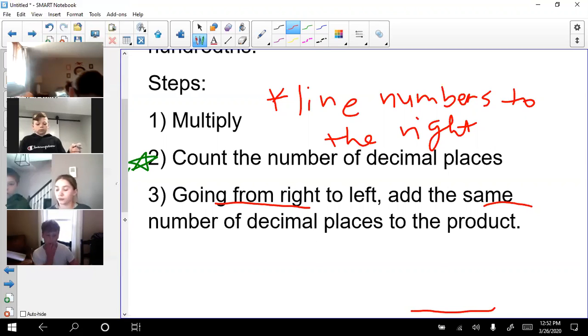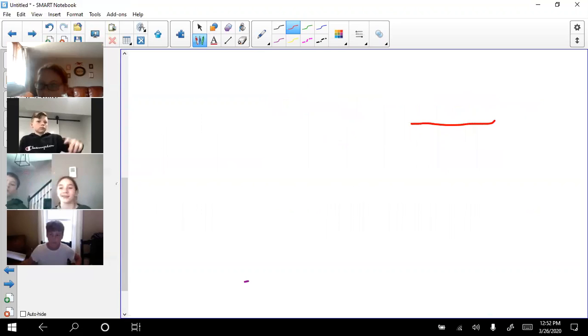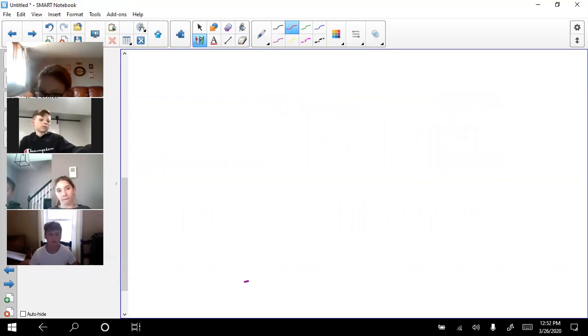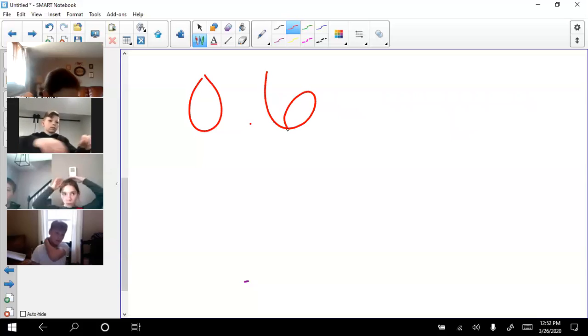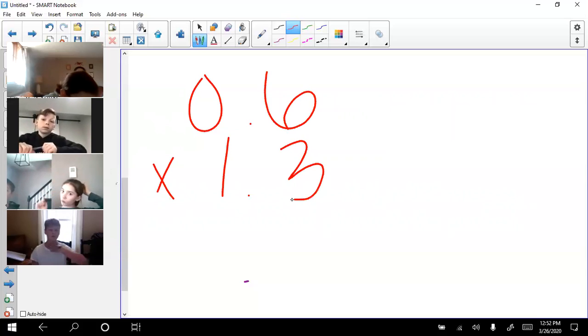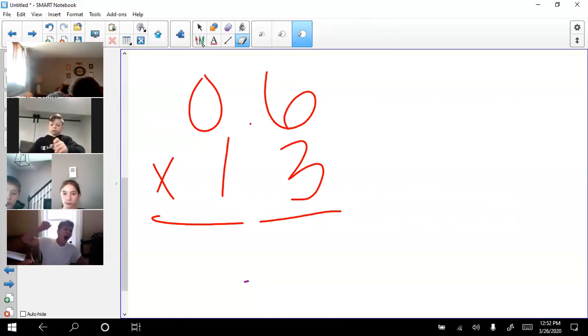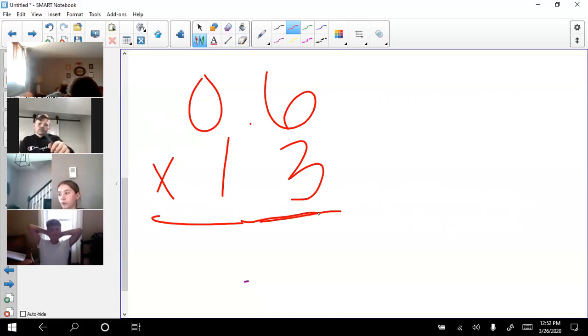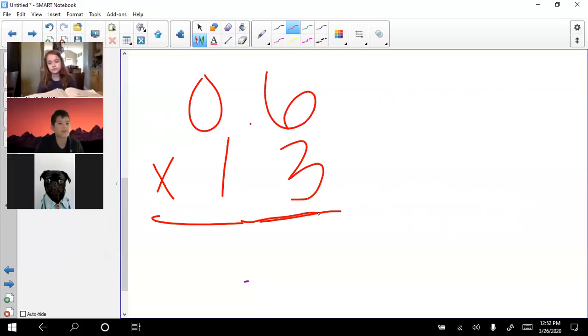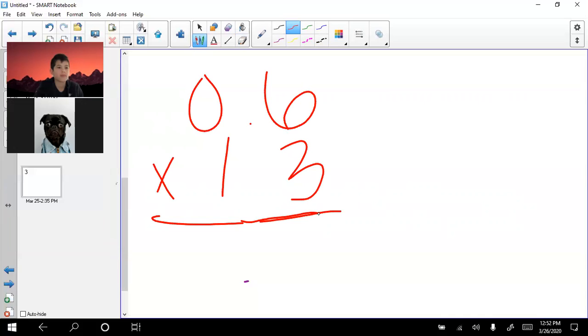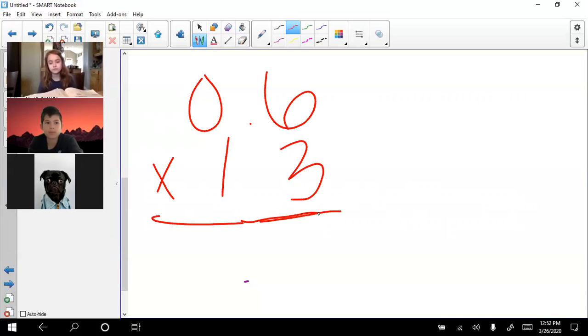All right, I'm going to go ahead and get started here. We have 0.6 times 1.3. Oh wait, not 1.3, I apologize, 13. The way it's lined up, it looks like it's 1.3. All right, so first we're going to multiply. Will somebody talk me through this? Oliver, do you want to talk me through it?